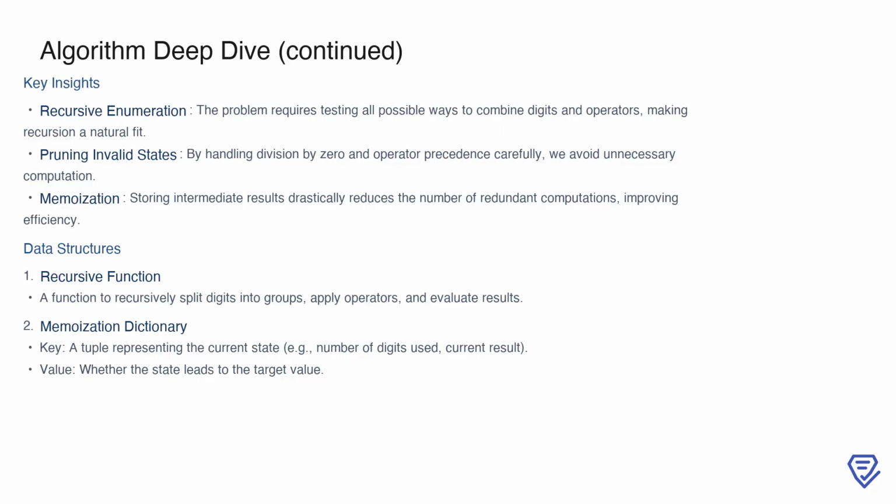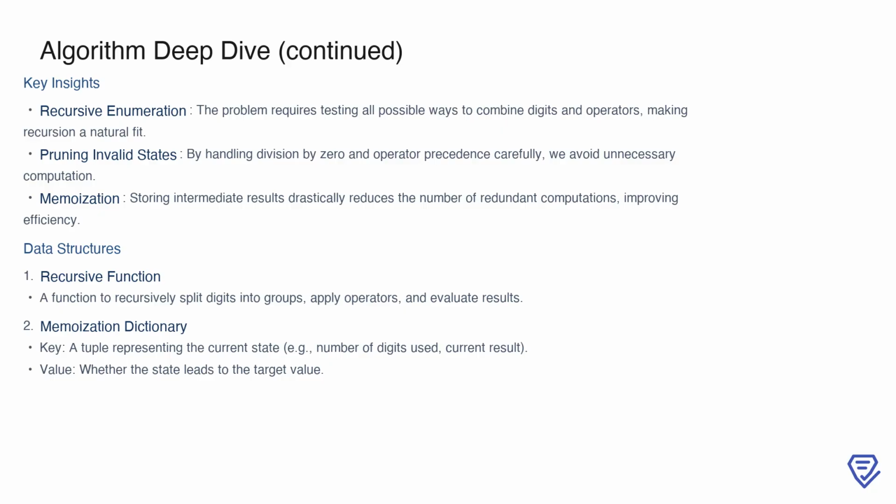By caching intermediate results, we drastically reduce the number of redundant calculations. For example, if the same subset of digits and intermediate result is encountered again, we can simply reuse the stored result instead of recalculating it.